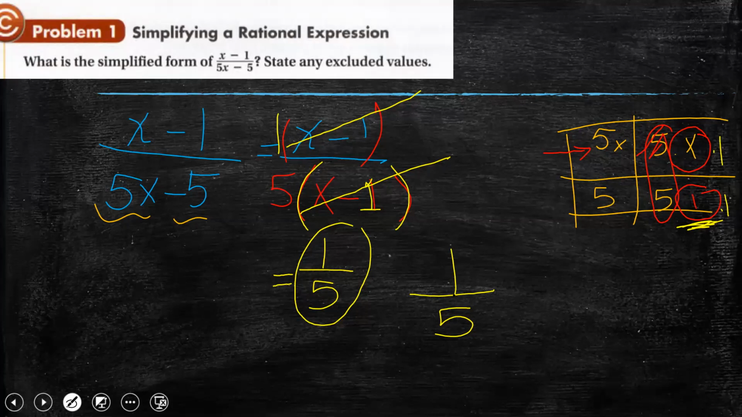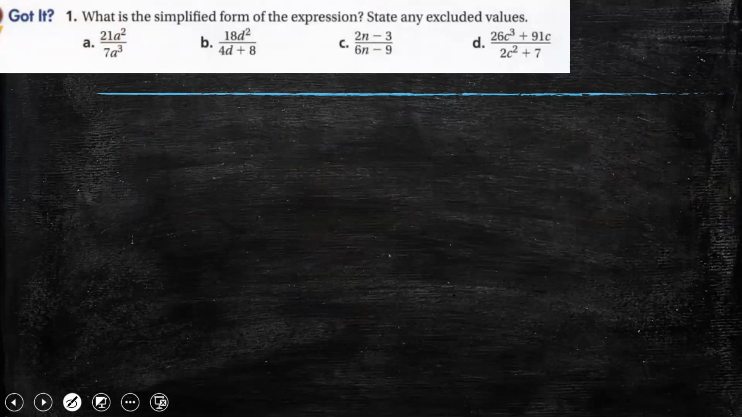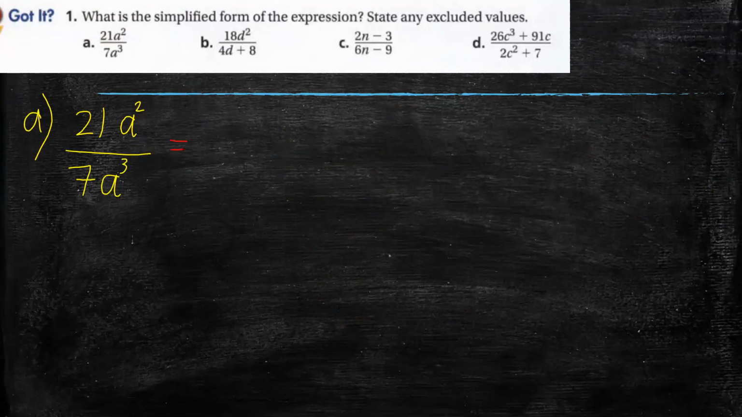Okay. Now let's have another example to understand more and more. I know it's a new idea for you. Let's see now here. Let's solve A: 21a squared over 7a cubic. As we did before, let's now try to simplify it. Look at 21.